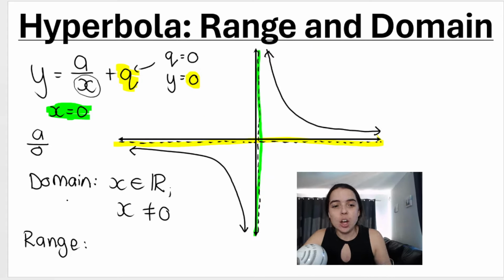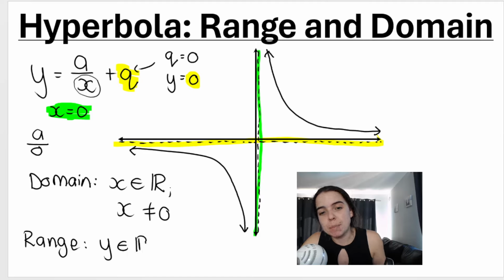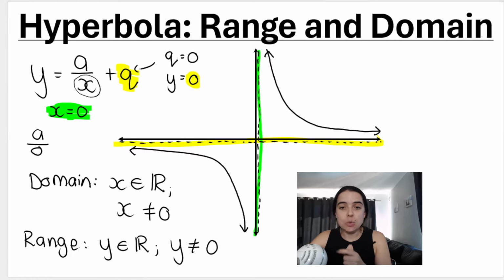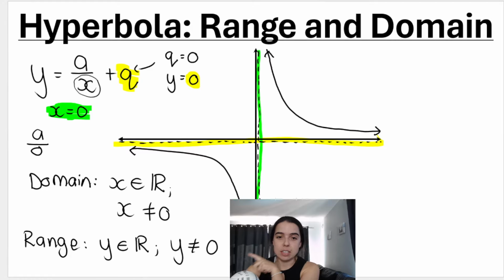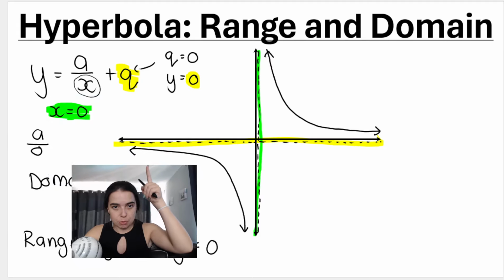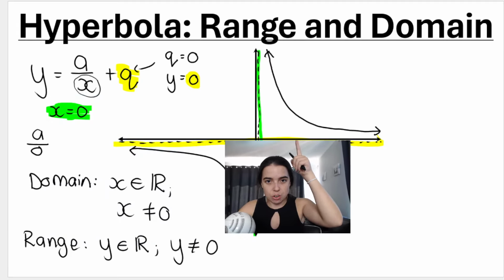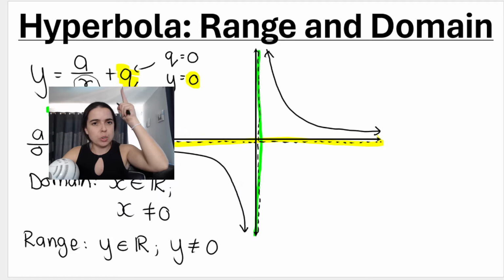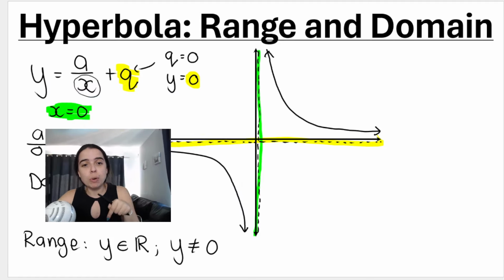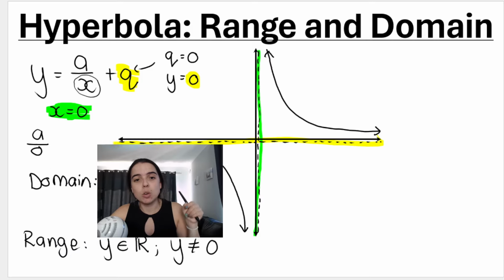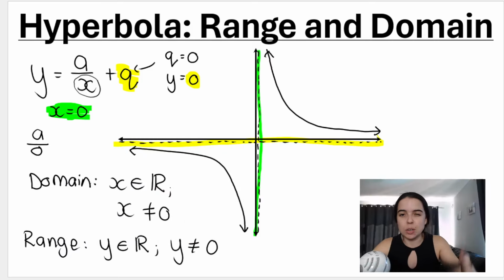So in the same way, we can say that y is an element of all real numbers, except y cannot equal 0. Basically, what you would say here is y cannot equal your q value. Remember, this is your q value, this horizontal asymptote. So if q was 2, then the graph would exist for all real numbers, but y would not equal 2. Let's do an example like that.